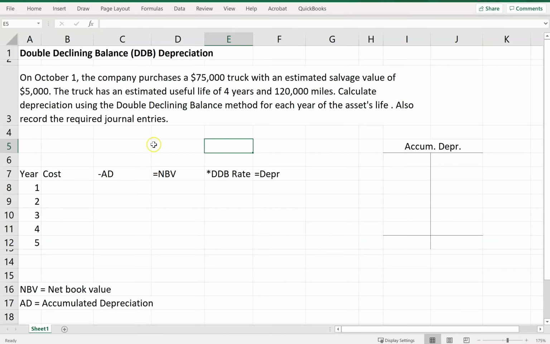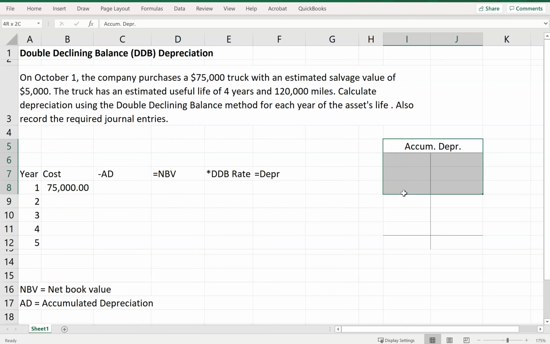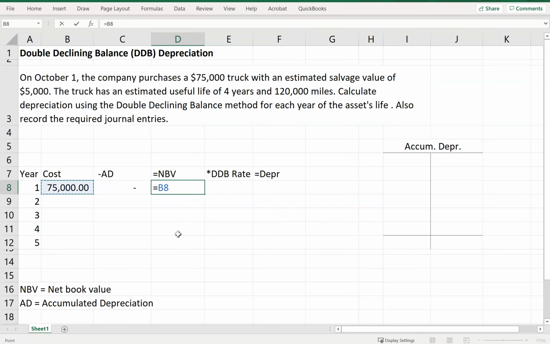So let's fill this in. For cost, the cost of our truck was $75,000. So we paid $75,000, that's the cost. I have a T-chart for us for accumulated depreciation. In the first year, accumulated depreciation is 0. There is none. So net book value will be $75,000 minus 0, which equals $75,000.